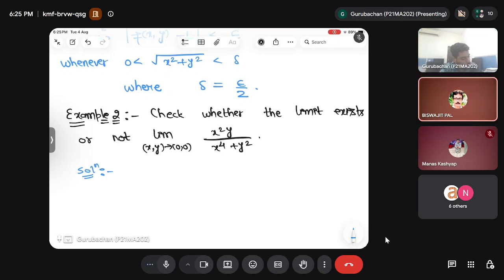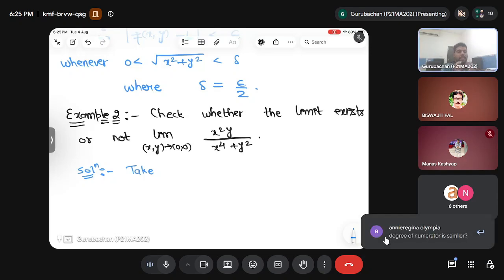Okay, y equal to x square. Or rather y equal to m x square. Then, if the limit is independent of m, then we can talk further. Wait, let us not go to the general method. First of all, I'm just asking: the degree of the numerator is smaller. Okay, that will also be a point.